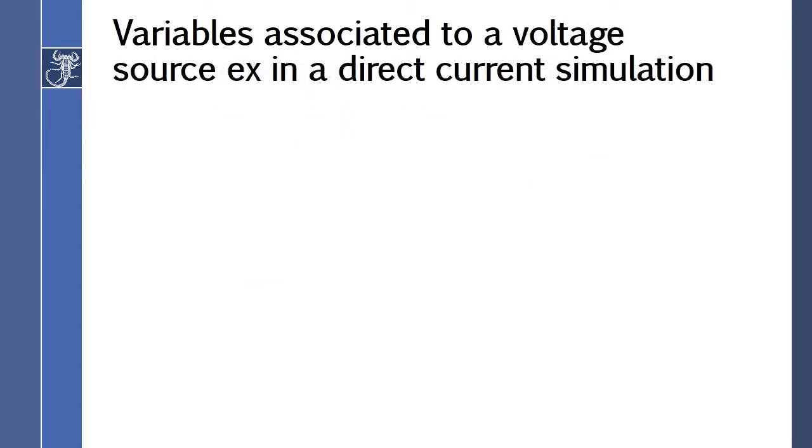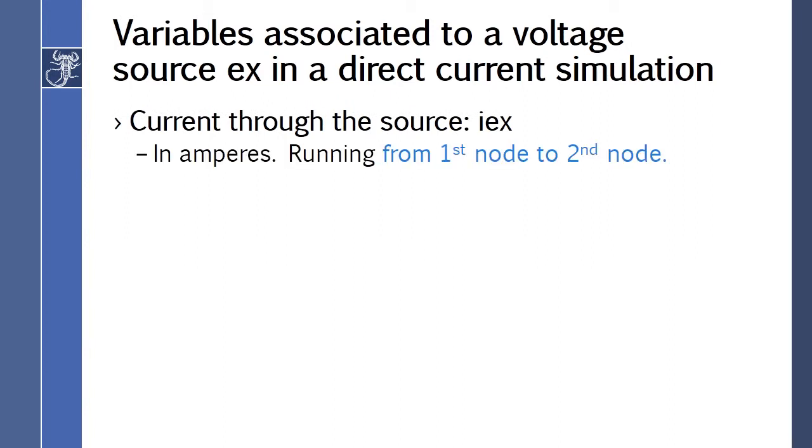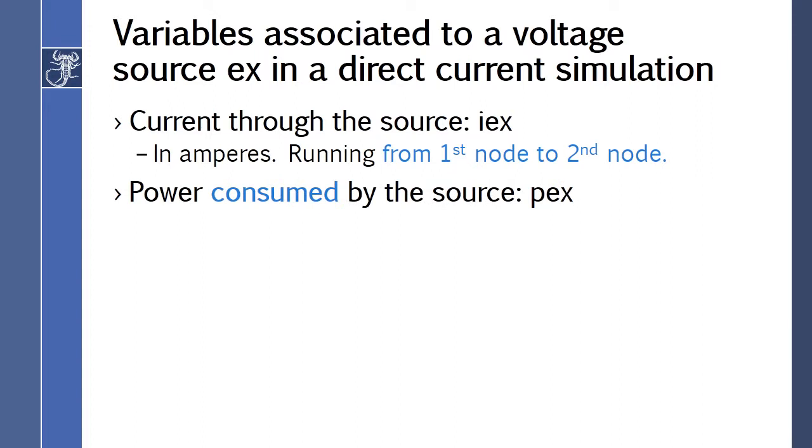Now, for voltage sources, we get the same three answers. That is to say, we get the current through the source, stored in I and the name of the source, given in amperes, and running from the first node to the second node, meaning this is the current running from the positive node to the negative node.